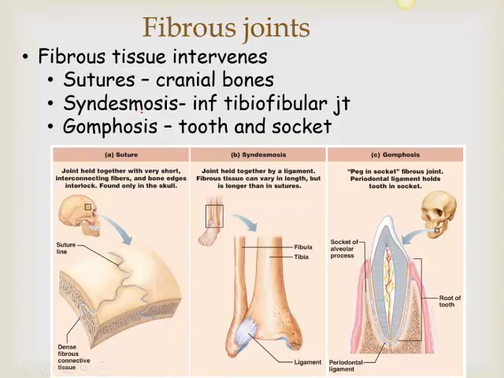A second type of fibrous joint is seen at the inferior, also known as the distal, tibiofibular joint, where the tibia and fibula articulate with each other distally. Here we have a ligament present holding the two bones together. This kind of ligament is known as an interosseous ligament. Osseous is bone, inter is between. So between two bones: interosseous ligament. It is keeping these two bones together.